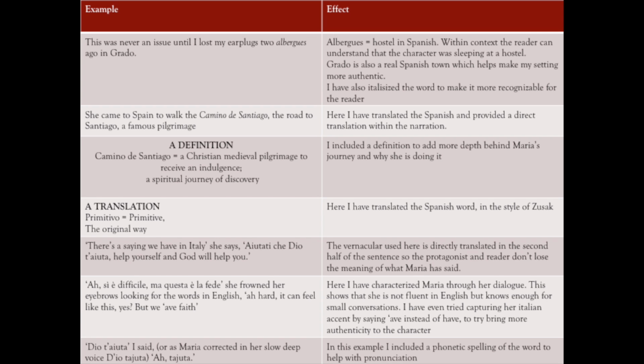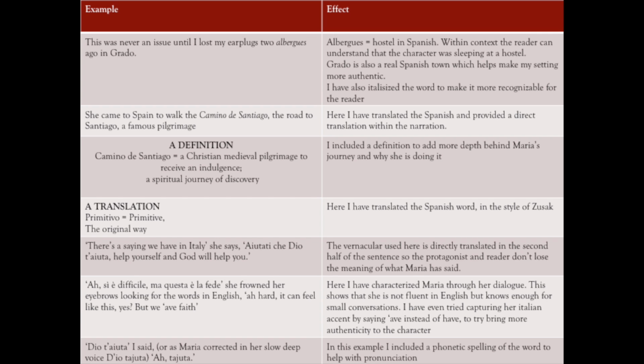Where I'm writing about the Camino de Santiago, I include a direct translation of the Spanish and also a definition in Zusak style to create a greater impact of the vernacular dialect. Following on from this, I use Zusak's signposting technique again for another translation of Primitivo.